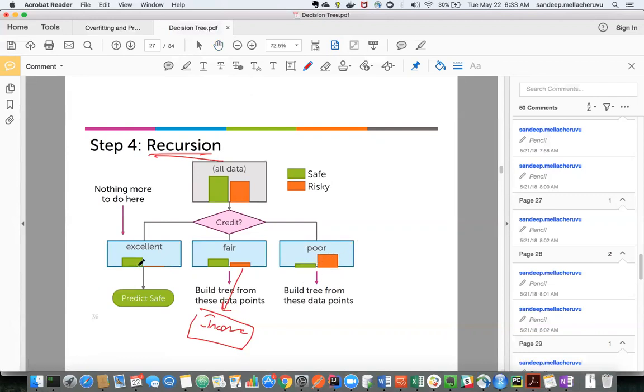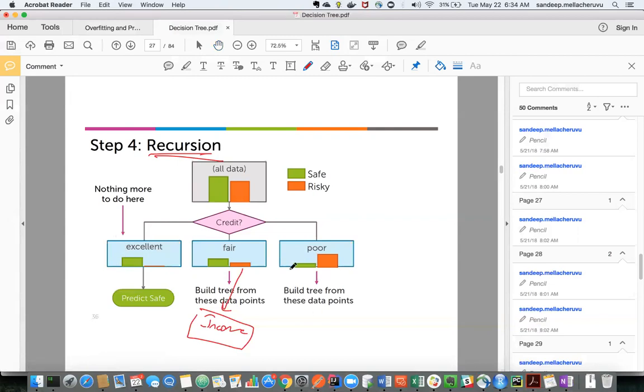Now we are always interested in the pure node because pure nodes predict with confidence that this is a safe loan or this is a risky loan. But in impure nodes, sometimes it is risky, sometimes it is safe. So we go by the majority class, but majority doesn't mean that we are going to have the same level of confidence that we have on the pure node. So predicting on a pure node is much safer.